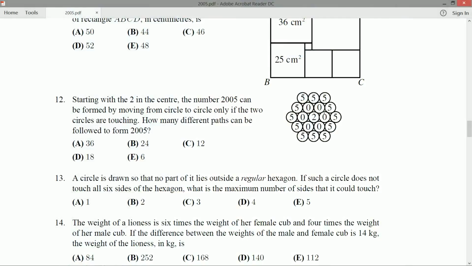So we got a 2, then we got some zeros, and then we got some 5s. So it's the zeros in the middle that are going to be a little tricky for us because we're going to have to move from zeros to zeros. What I'm going to do is count the different ways I can get to different parts of the 2005 in stages. So we're going to grab our notepad here.